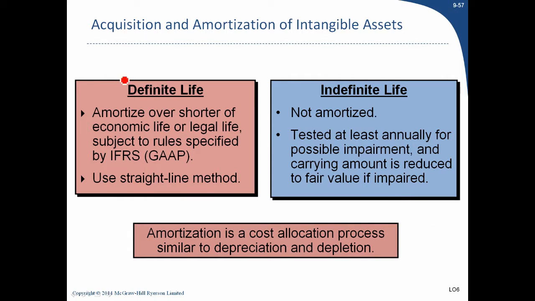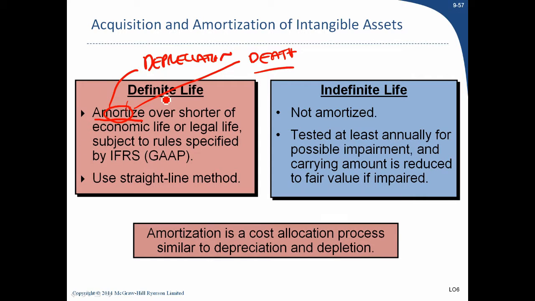Remember, two types, definite versus indefinite. Definite life intangibles are amortized. This is the same as depreciation. The word is just different. The concept is 100% the same. Physical assets depreciate, intangible assets amortize. The word mort, that's death. So that's where that comes from, amortize, amortization.